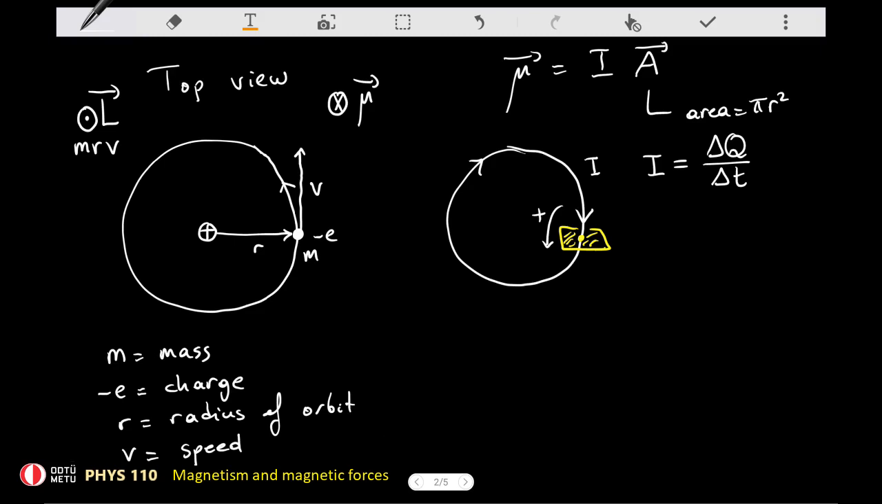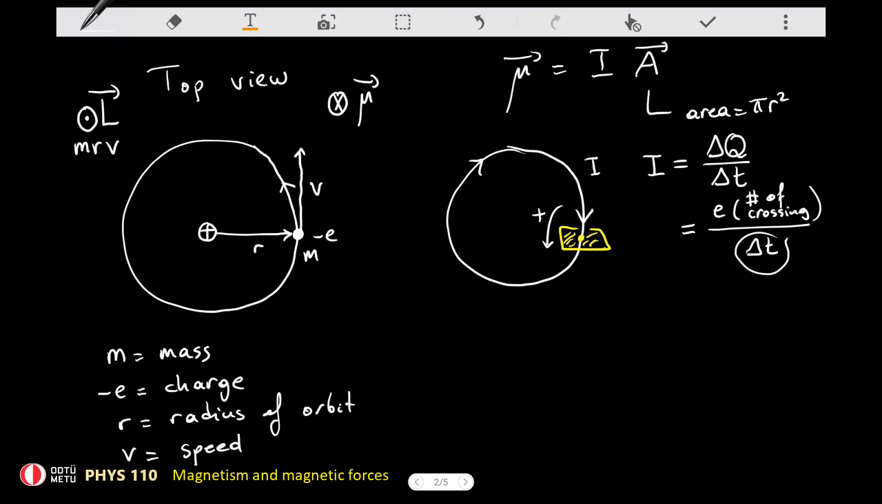If I consider a long enough time, I can compute an average current in here. So what I need to do is to consider a very long time and count the number of times the electron crosses this yellow surface in here. So let me write number of crossing in here. The charge of the electron with a positive value times the number of times that the electron has crossed that surface in this time, divided by the time, gives us the value of the current.